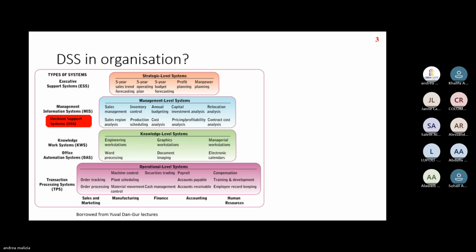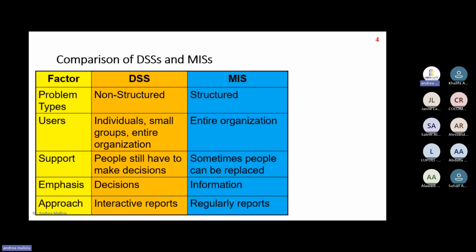A great boss is nothing without the workers. A great boss collapses without the workers. So it means that we need all the levels functioning very well. Inside the management level, you have two sub-levels: management information system and decision support system. Let's see the difference. We will work on the decision support system.